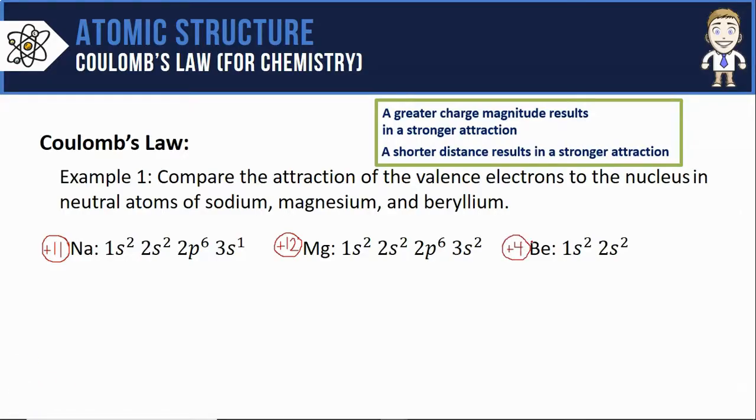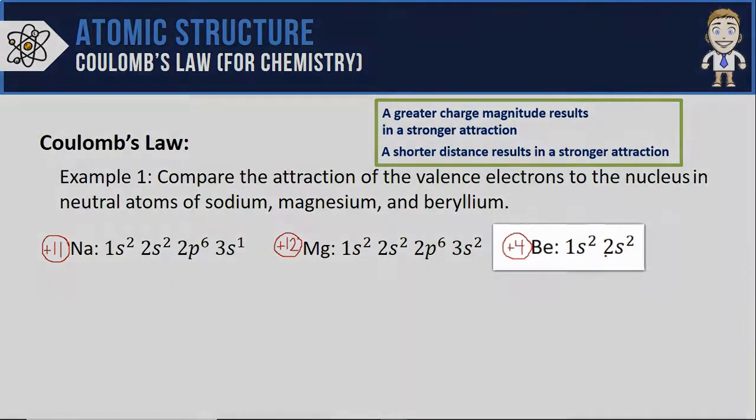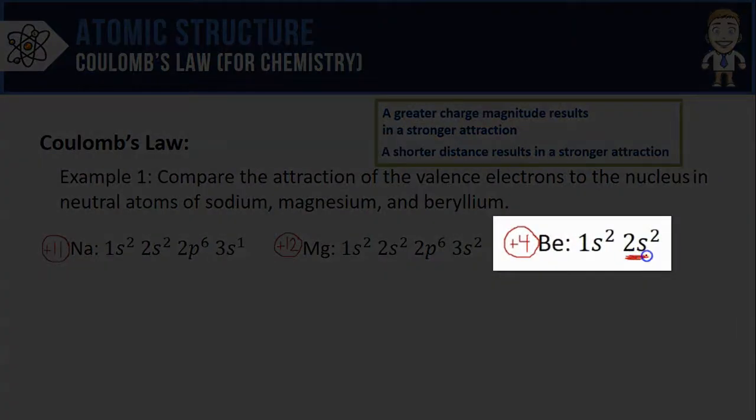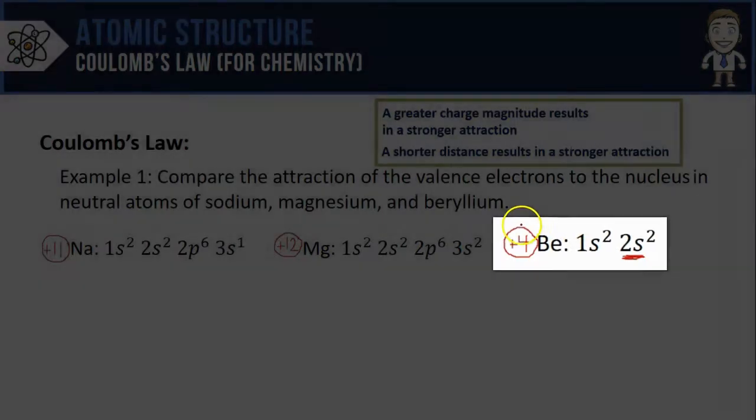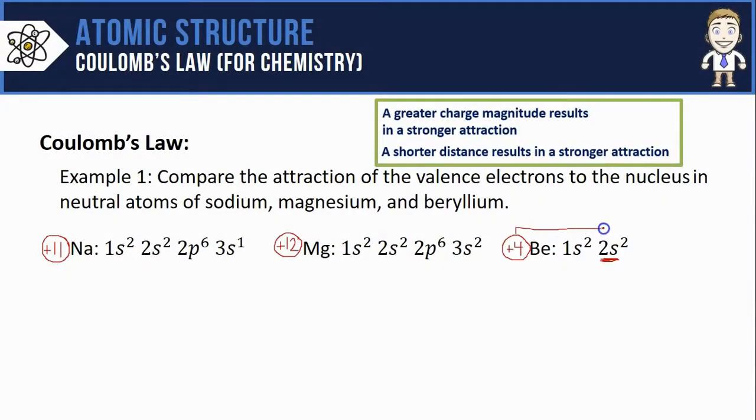So the configuration itself gives me a pretty nice visual for distance. What I mean by that is beryllium's valence electrons that I'm underlining in red are in the second energy level. So I can see just based on how it looks that the valence electrons in beryllium are closer to the nucleus. That's compared to sodium and magnesium's valence electrons, both in the third energy level, and they're going to be further away. That shorter distance in the beryllium atom is going to suggest a stronger attraction between its valence electrons and the nucleus. Now we have to look at this other factor, which is the charge magnitude, and see what that tells me about the attraction.